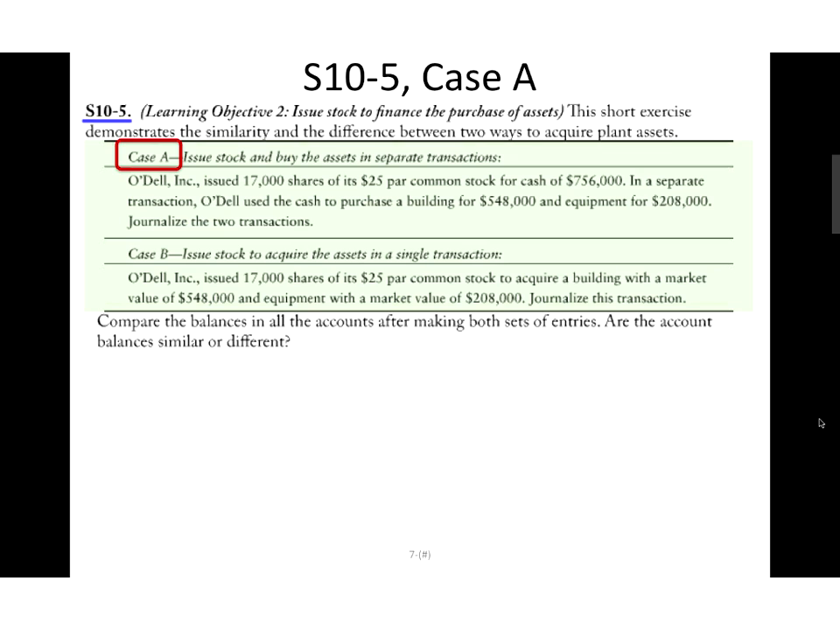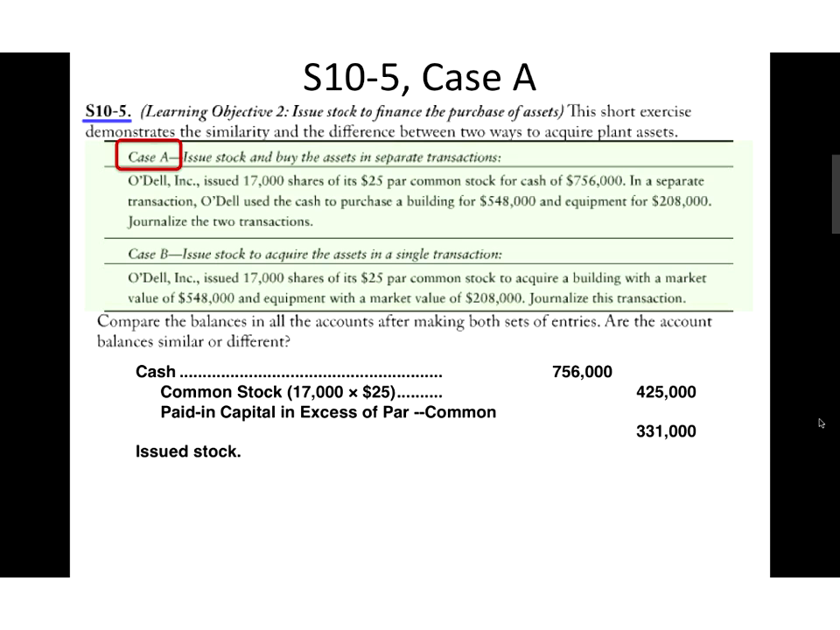So case A, issue stock and buy the assets in separate transactions. So Odell issued 17,000 shares of its $25 par common stock for cash of $756,000. Okay, so the first thing we need to do in situation A is the journal entry for issuing that stock. The cash is what we're given. So they tell us we're given $756,000 cash. Common stock is credited for the par value. We had 17,000 shares times $25 par value gives us $425,000, and then our final credit is paid in capital in excess of par for $331,000. That's the difference between the cash we got and the par value.